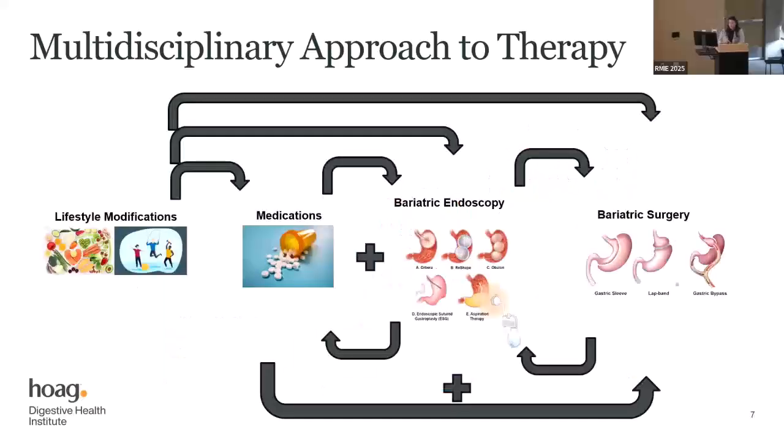For a multidisciplinary approach to therapy, we used to think that patients should progress linearly across these options. But what we know is that in a good multidisciplinary setting, patients will jump back and forth across multiple options. So the thing that I get questioned the most is GLP-1s, and all the different versions of the GLP-1s are fantastic. So what are the possible roles left for bariatric endoscopy and bariatric surgery?